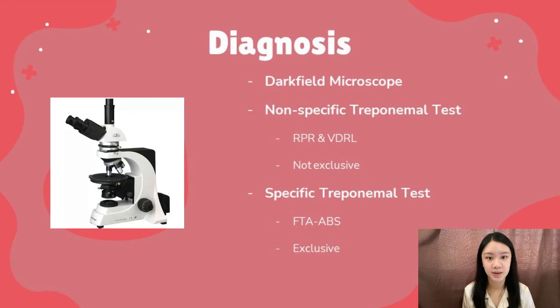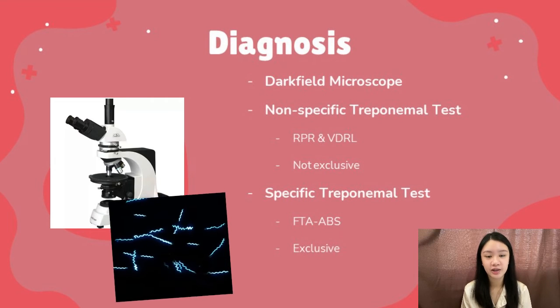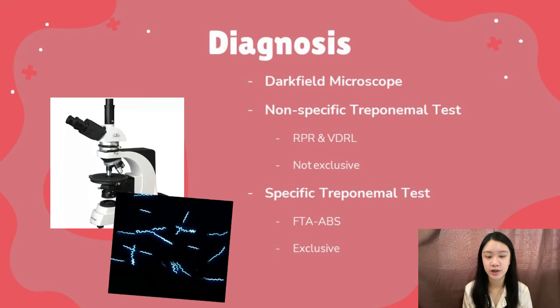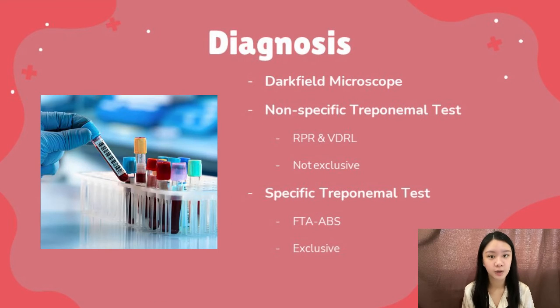Next is the diagnosis. Visualizing a clinical specimen such as the skin lesions is one way to diagnose syphilis, and this can be done using a dark field microscope, which shines a thin light on the slide so that the background appears dark. Then the extremely thin spirochetes light up. However, running a blood test or the serological test is more accurate, and it is used to confirm the diagnosis.